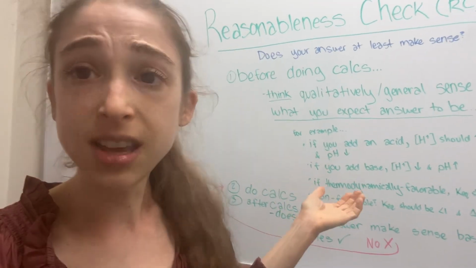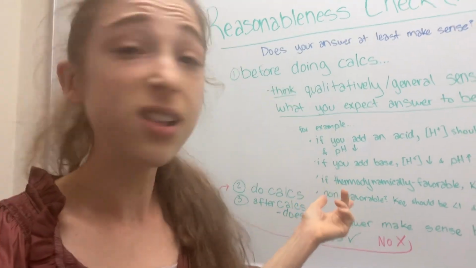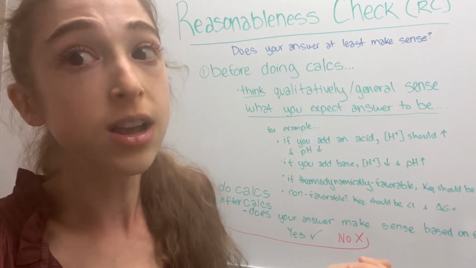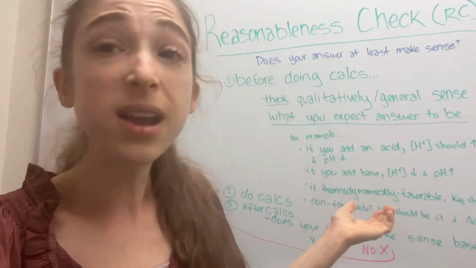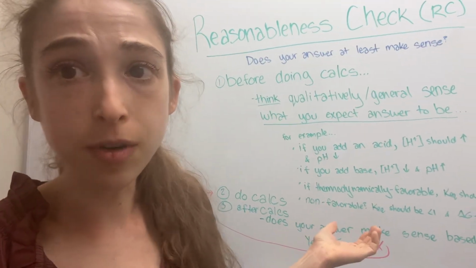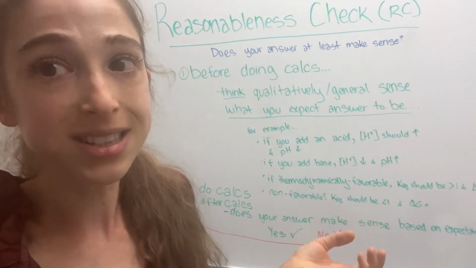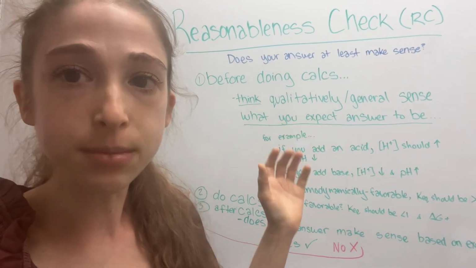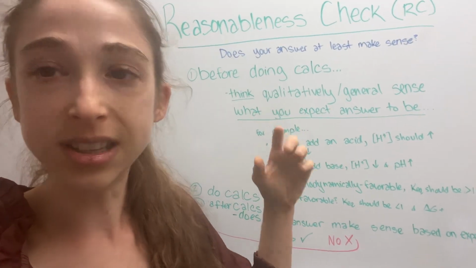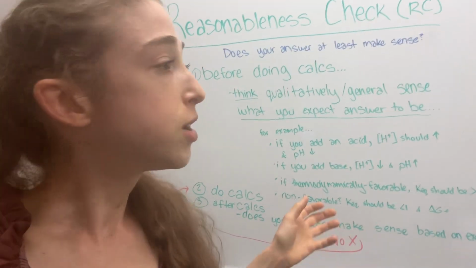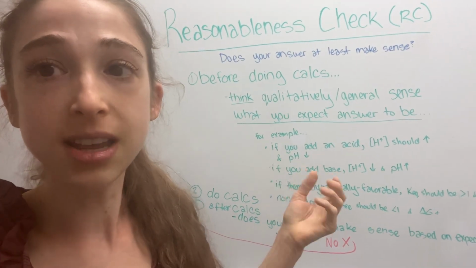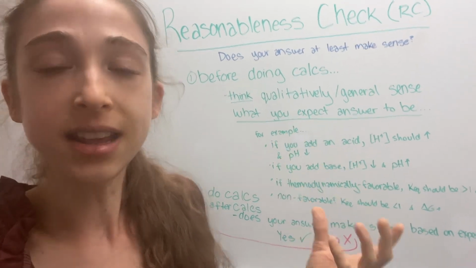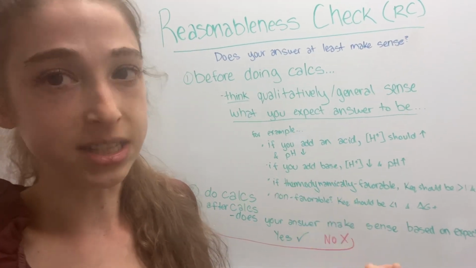Similarly, if I'm doing some sort of thermodynamics and something's favorable, then our delta G should be negative and our KEQ should be greater than 1. But if it's the opposite, if it's non-favorable, then my delta G should be positive and my KEQ should be less than 1. So by doing these simple reasonableness checks at the end, you can save yourself time, or save yourself from getting a wrong grade by submitting an answer that is not actually reasonable.